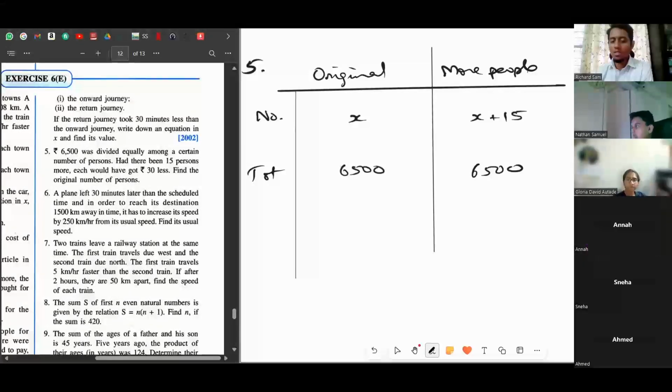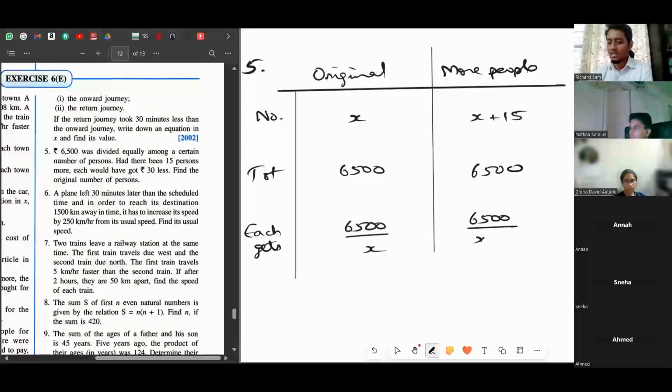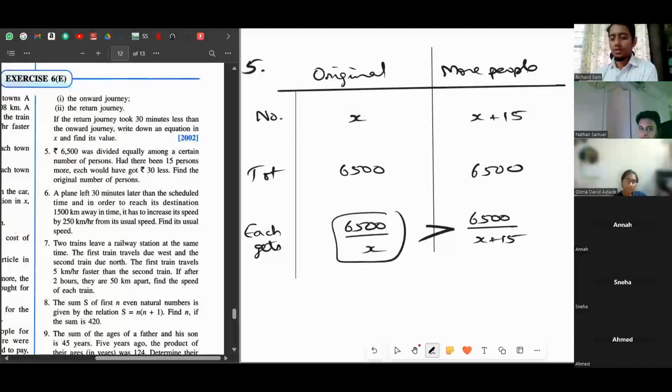Okay. Now, how much does each person get? Total 6,500, divided by x. And here, how much will each person get? 6,500 divided by x plus 15. Now, which value is bigger? 6,500 upon x or 6,500 upon x plus 15? 6,500 upon x is greater than this.